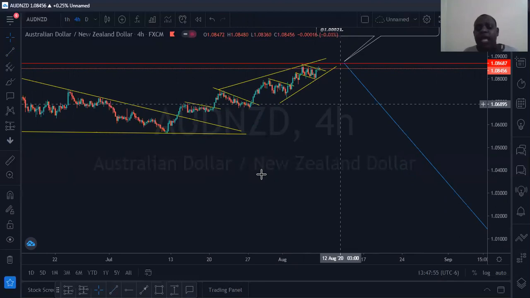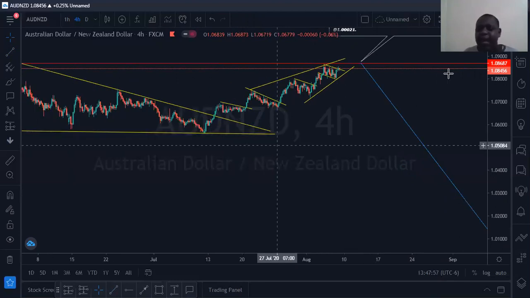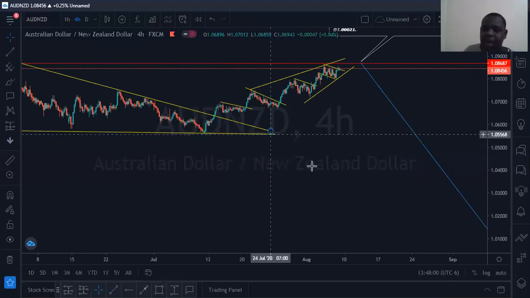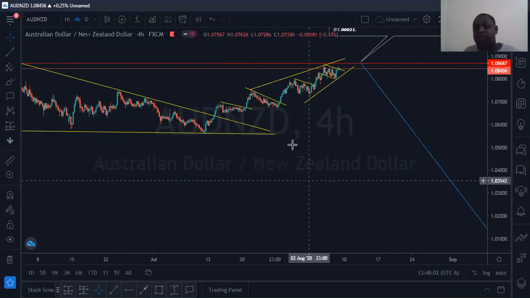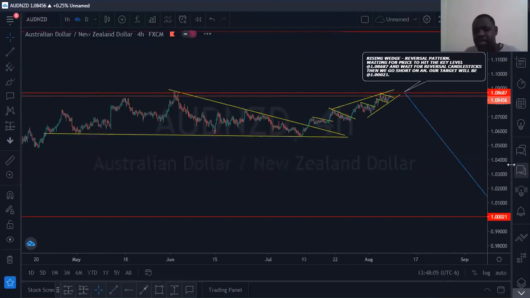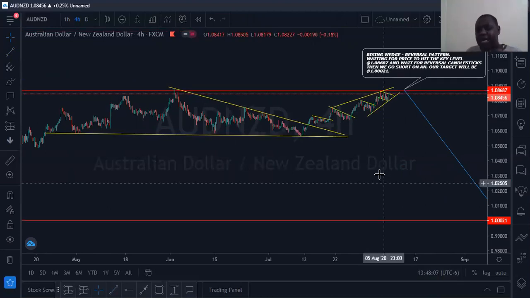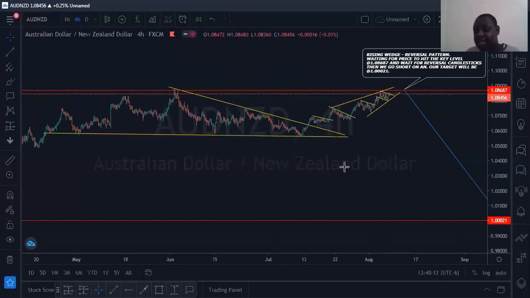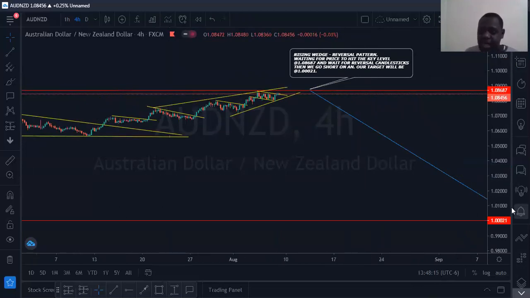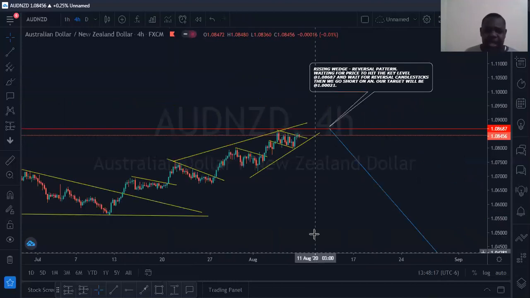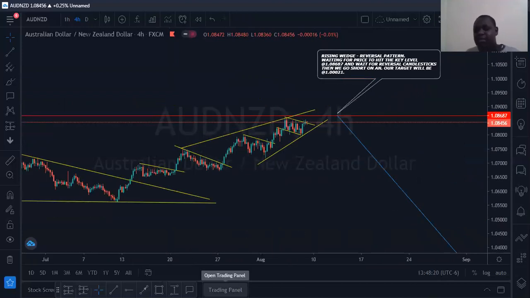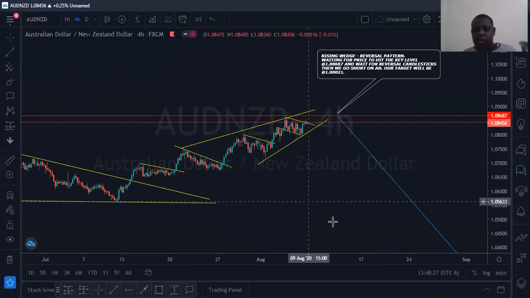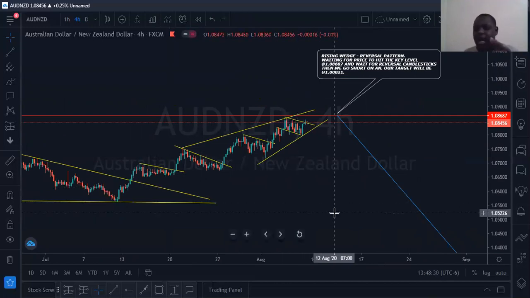So guys, as you can see here, the market has formed a rising wedge. Most of the time it means a reversal pattern. A rising wedge is a reversal pattern. I'll actually make a plan to drop some candlestick patterns, so that you may see all the patterns that are included.